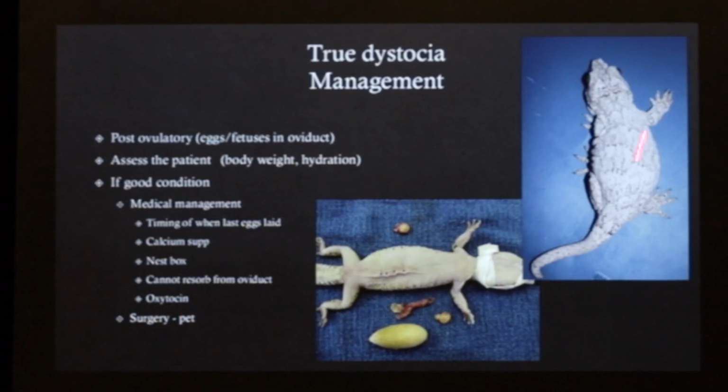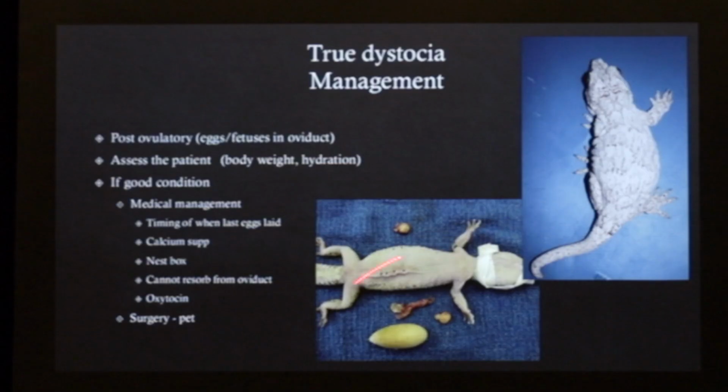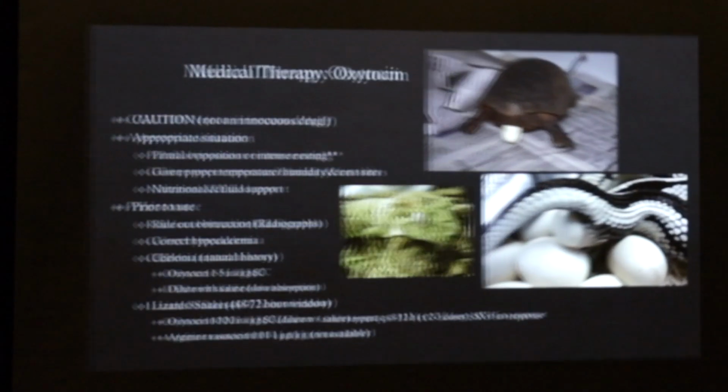So maybe it's just that we're not providing these females what they want to get rid of whatever it is they're holding on to. And then again, if they're pets, even if they're oviducal, we can still go in and remove those reproductive parts, and then the owner doesn't have to deal with it again, like we did with this little leopard gecko that I showed you before.